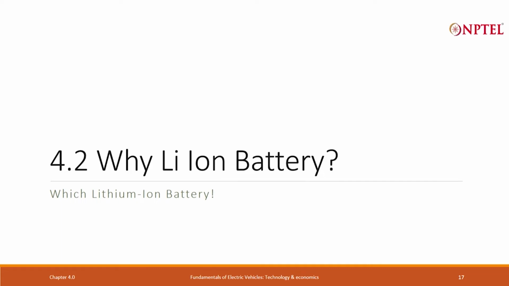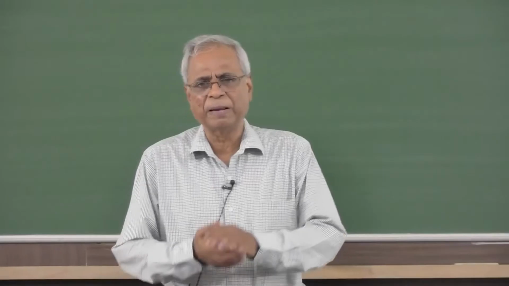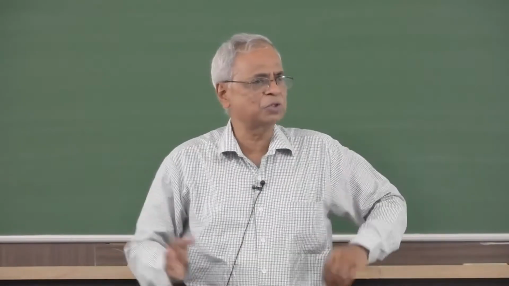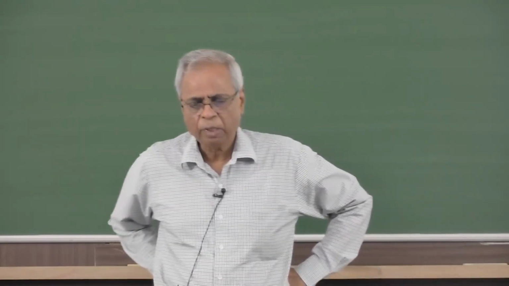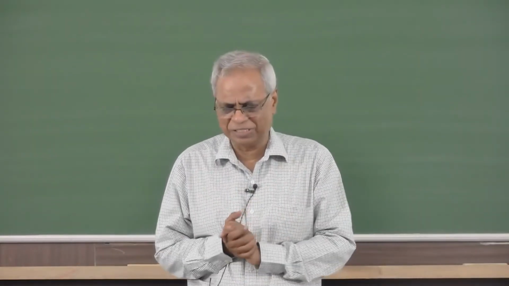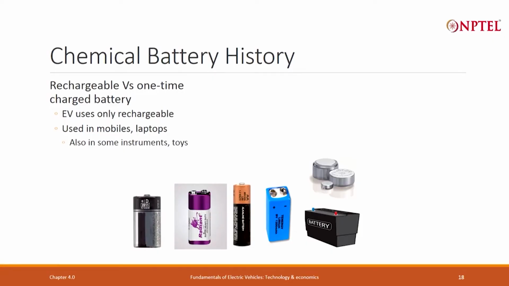Why do we prefer using lithium ion battery? Lithium ion battery has become more or less the battery of choice for all electric vehicles today, and what is the reason? So, let us look at the battery history. The first important thing, is it a one time charged battery? You buy a battery, normally for a torch, a pencil cell or a slightly bigger cell. Once it becomes bad, you throw it away. That is a one time charge. It actually comes to you charged from the factory, and you cannot charge it again.